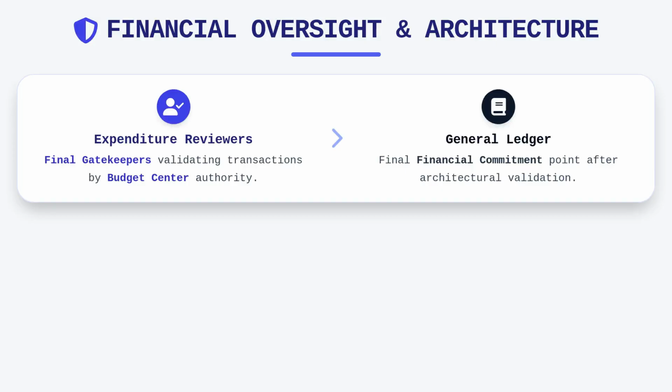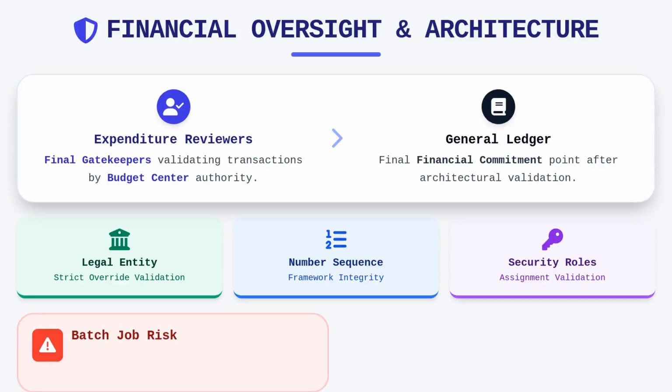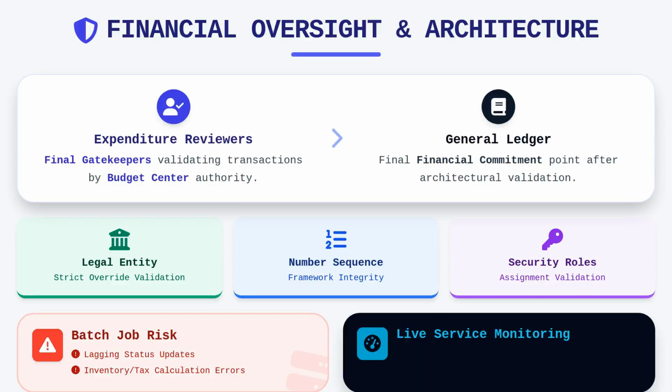Before moving forward, you must ensure that your system parameters are strictly validated, including the legal entity overrides, number sequence frameworks, and the necessary security role assignments. A common point of failure in real-world implementations is the neglect of the batch job execution schedule. If your workflow processes are not running on a consistent, optimized schedule, document status updates may lag, causing issues in inventory valuation or tax calculations. You must treat these workflows as live services that require monitoring via telemetry data to identify and rectify performance bottlenecks proactively.